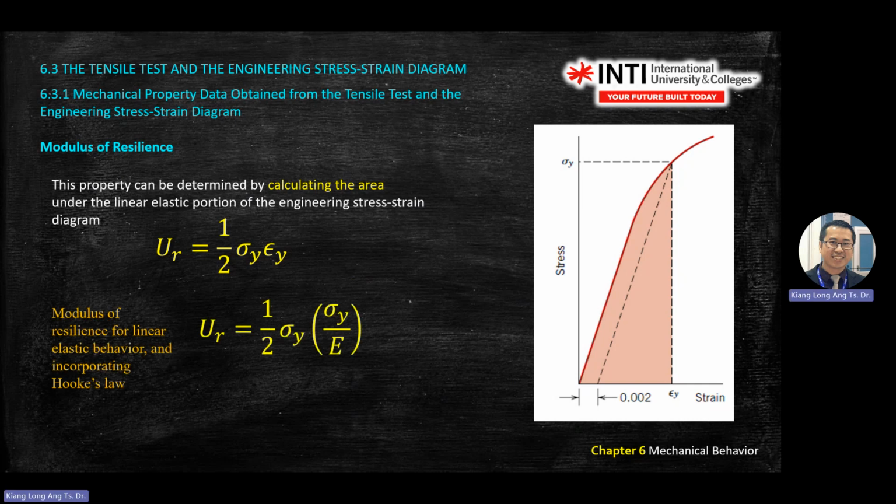Or in other cases, you can just straight away use the modulus of elasticity and the yield stress value, because by Hooke's law, stress equals modulus of Young E times strain. So this yield strain you can rewrite as stress divided by E. So you have half yield stress squared divided by E. This is useful if you are given a table with only the U value and the Young's modulus.